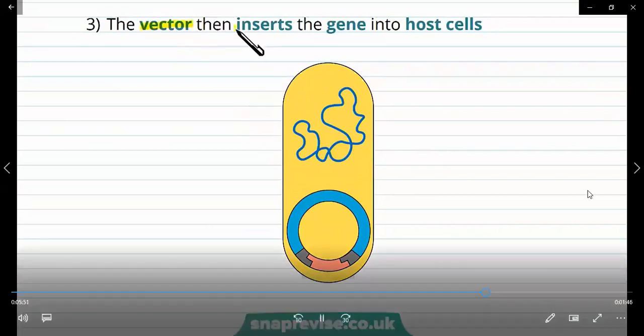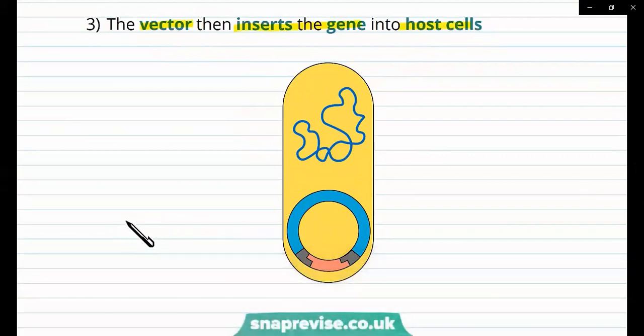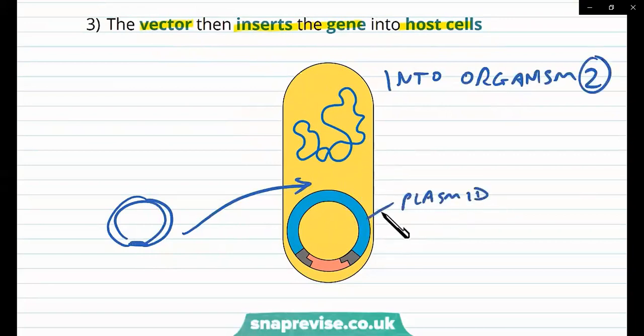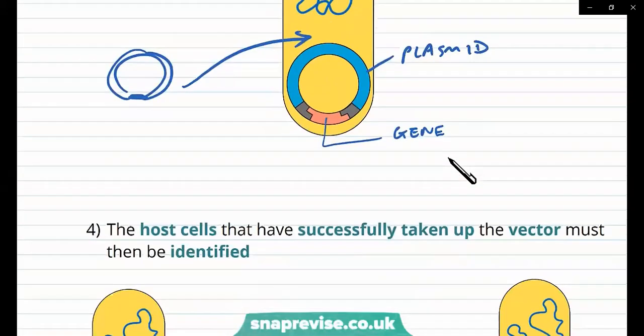So next, the vector inserts the gene into the host cell. So we took that plasmid out, and we inserted the gene into the plasmid, and now we have to insert the plasmid into organism number 2. So at this point, the bacteria takes up the plasmid, and because it's taken up this recombinant plasmid, it's got this extra gene that we put into the plasmid too.